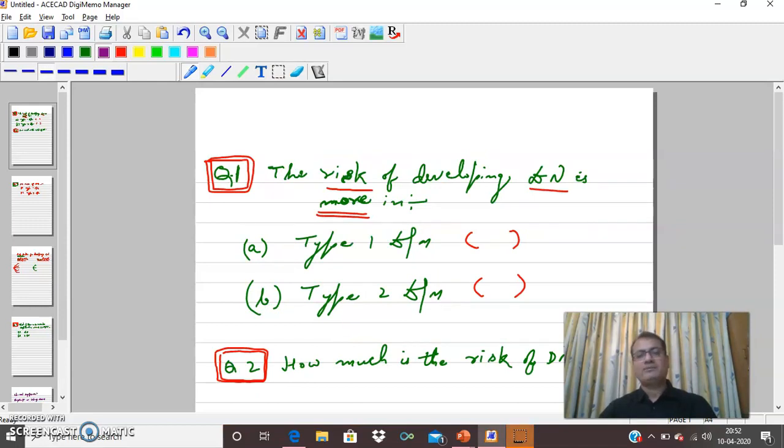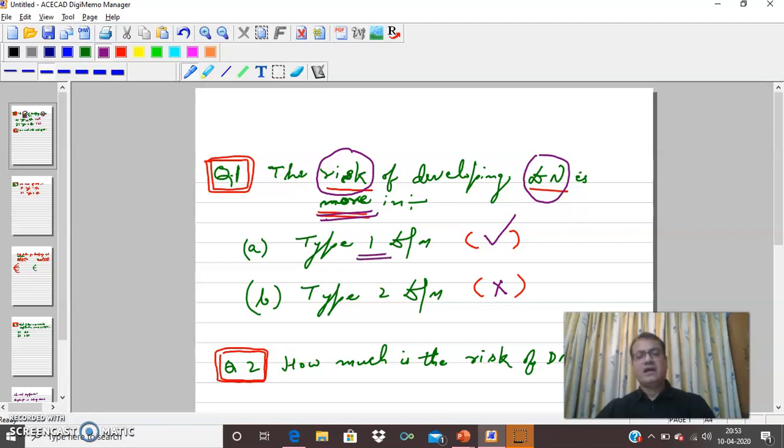Question number one, the risk of developing diabetic nephropathy is more in. So what do you think? The answer? Well, I can guess most of you are saying choice B. No, this is a wrong answer. The right answer is type 1 diabetes. So please remember that risk of developing diabetic nephropathy is more in type 1 diabetes.